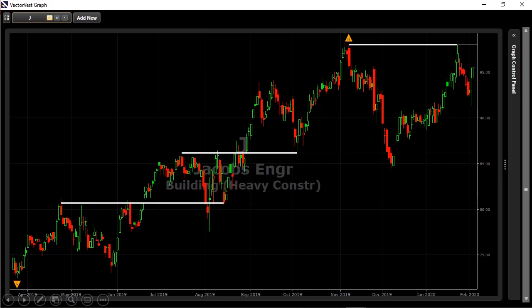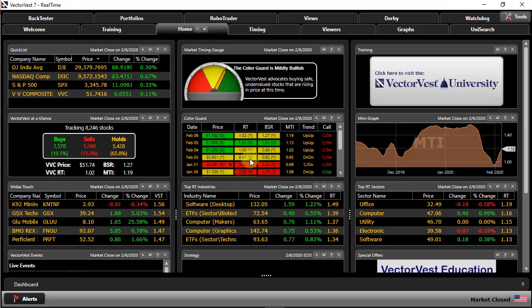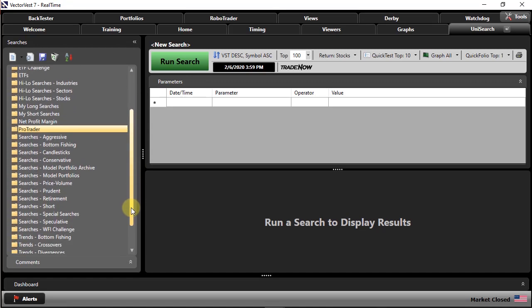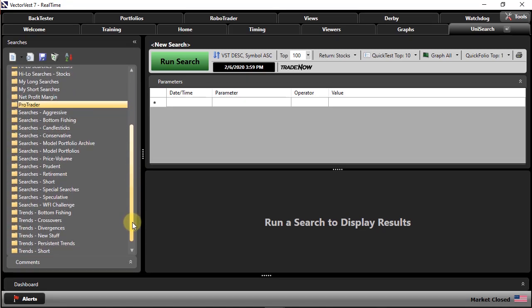So now let me show you how to automatically find these situations. I'm going to go into the VectorVest program, and I'm going to go into our Unisearch tool. And within our real-time program, we have a tool called ProTrader. Now, ProTrader is an add-on to those who don't have VectorVest real-time. And in the views tonight, we included a link to take out a free trial to the ProTrader tool.